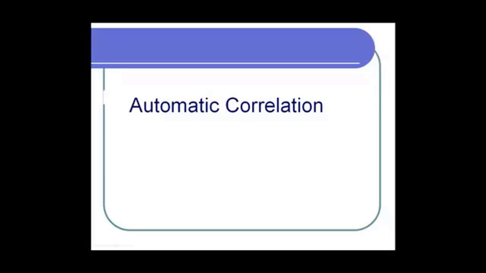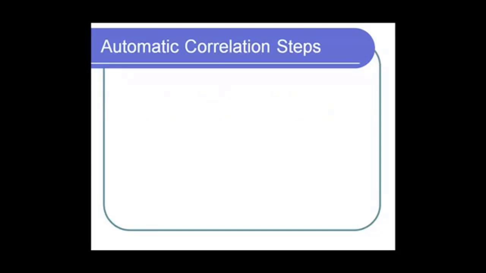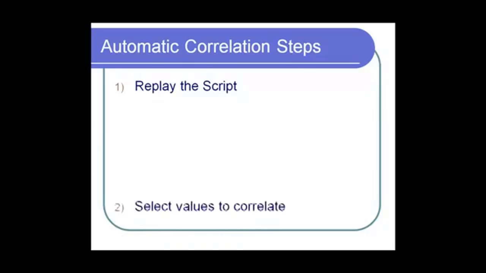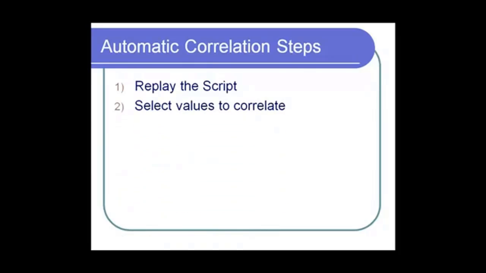Automatic correlation. In automatic correlation, the correlation needs are taken care of by LoadRunner itself. Various steps involved in automatic correlation: replay the script, select the values to correlate, verify the script.